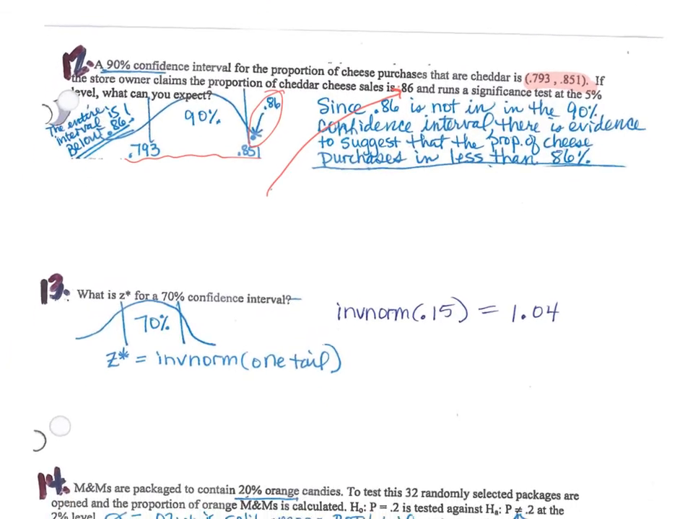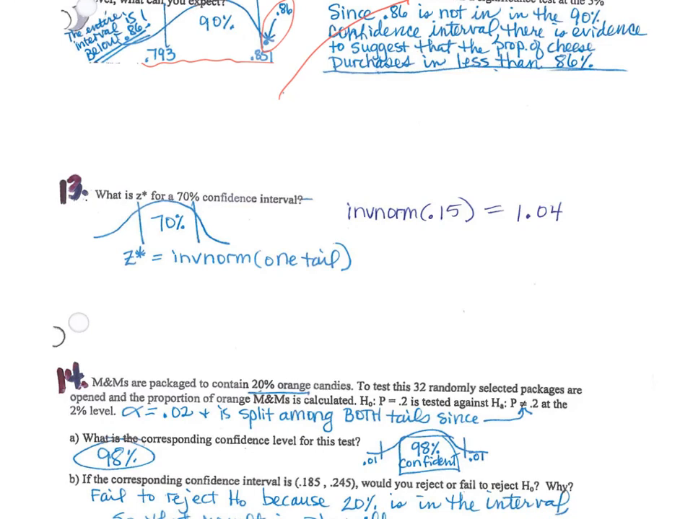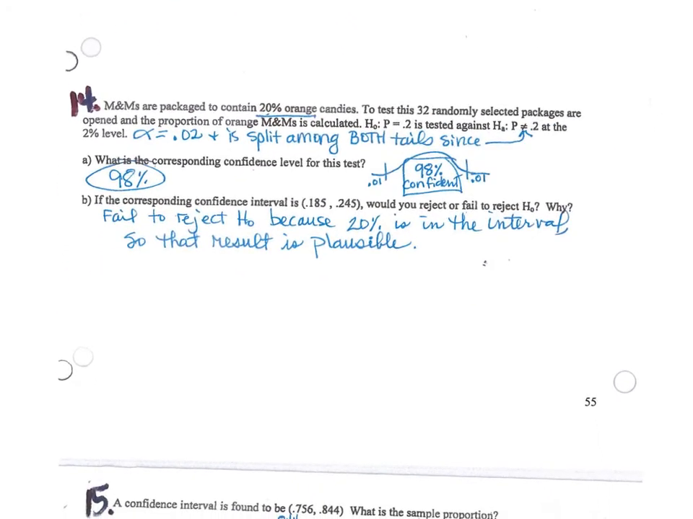13 was just a basic one: don't you dare inverse norm 0.7. Don't you dare inverse norm 0.7. It's inverse norm, one tail, and there's 15% in each tail. Number 14.